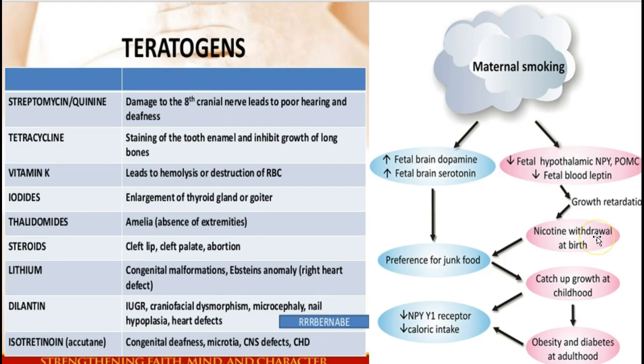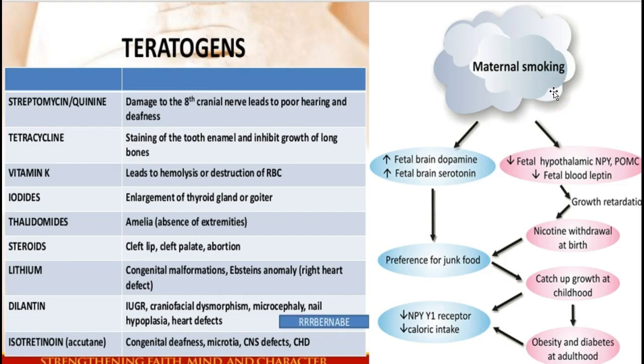They can have nicotine withdrawal at birth. They can have slow birth growth, obesity, and diabetes in adulthood. And of course, it can cause increased brain serotonin and dopamine. Here it says it can lead to one developing more preference for junk food. So smoking is very important.